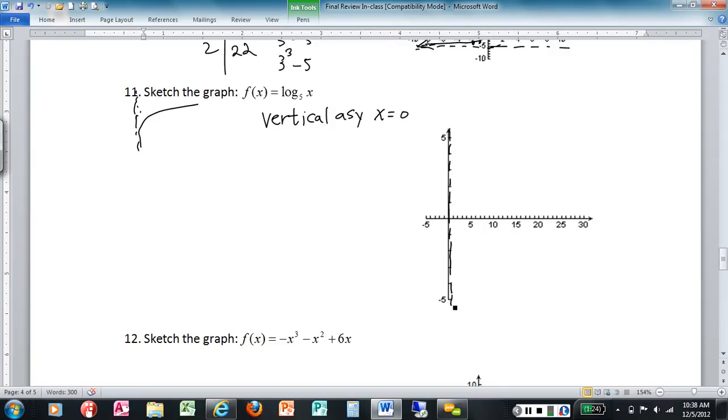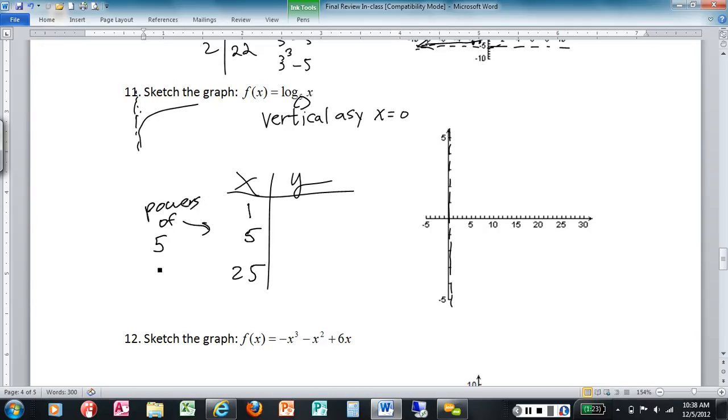All right, now for a table, remember since this is base 5, what I might want to do for the x's is choose out base 5 numbers. I'll start with 1, x is 1, but then do base 5, like 5 and then 25, and that's because the base is 5. Do powers of 5. If the base was 2, I do powers of 2. If the base was 3, powers of 3, okay? This is base 5, so do powers of 5.